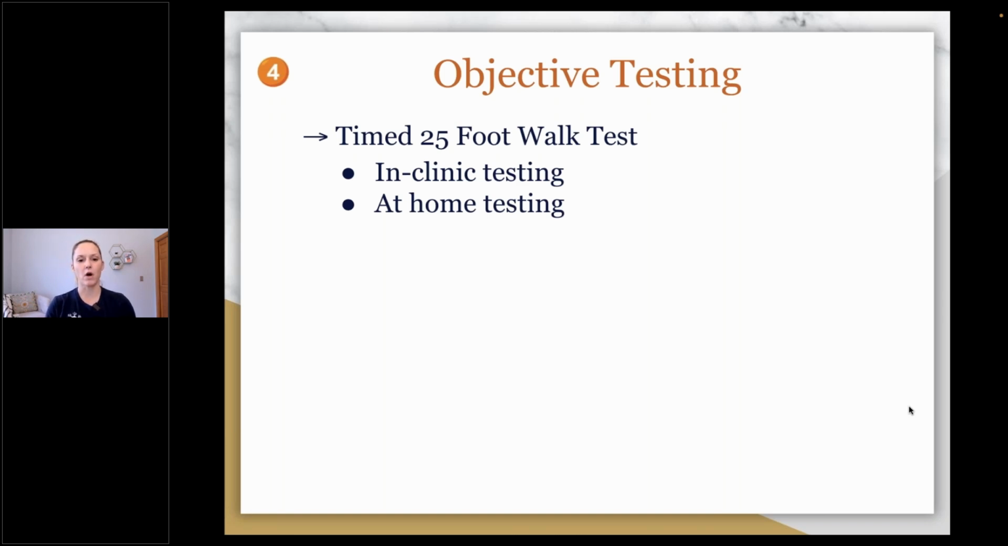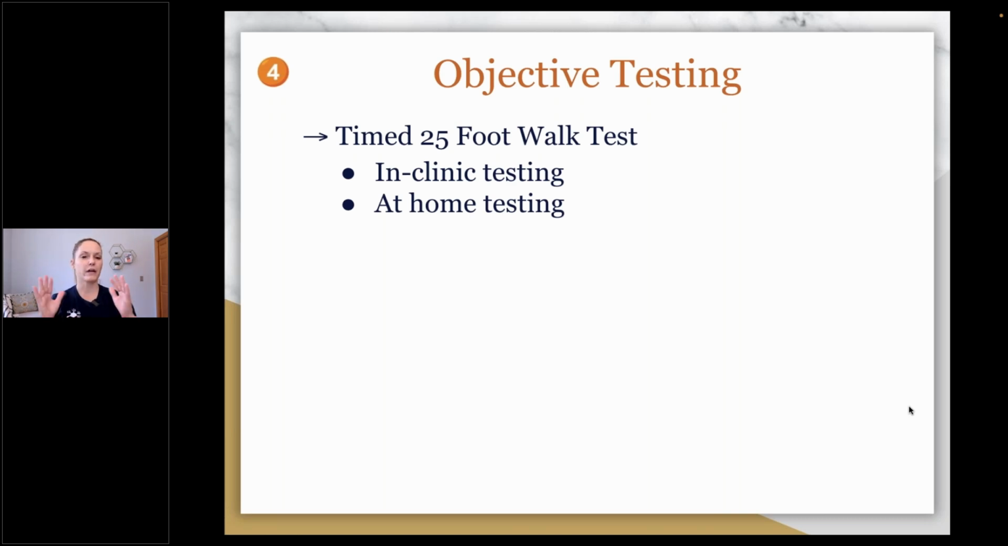So the 25-foot walk test. In the clinic, when you do that, you're going to be measuring 25 feet, well, not you, the physical therapist or the neurologist will have 25 feet measured. You start at one end and you walk down to the other end of the 25 feet and you're timed how long it takes you to do that.